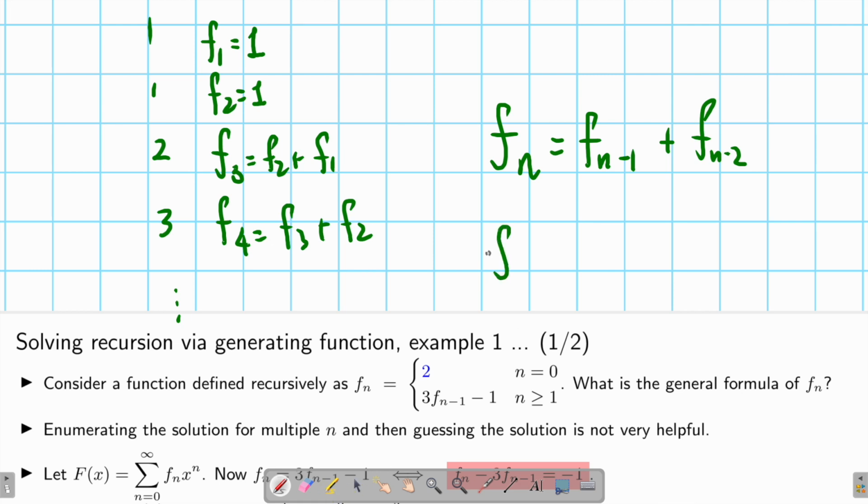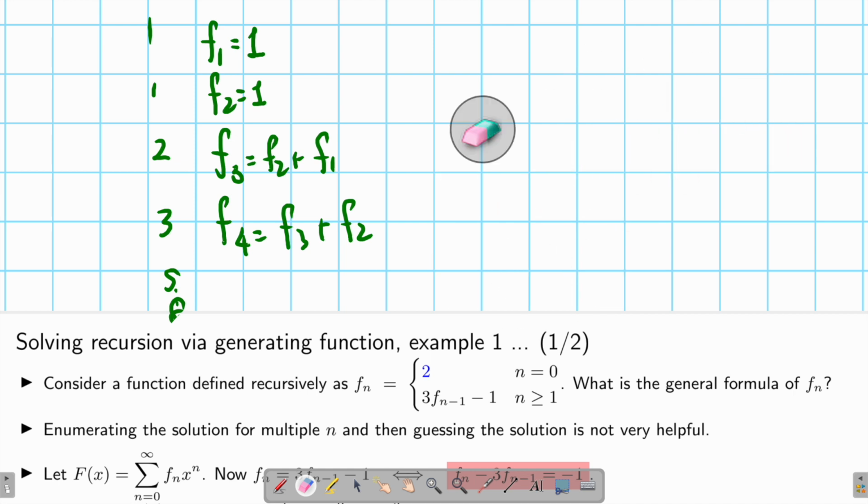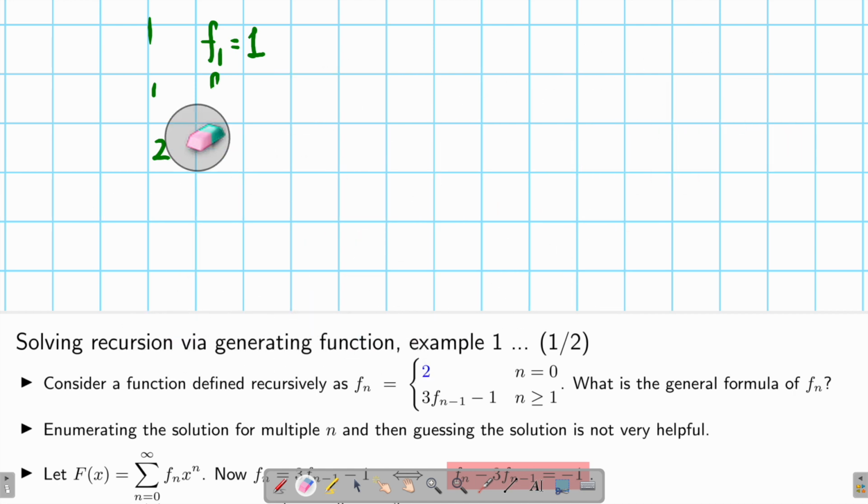But what if I'm asking you what's the 77th Fibonacci number? How are you going to find that out? You need a closed form expression. You're not going to write this down until the 77th position, right? That takes time. So that means you are going to find a closed form expression for that. How are you going to approach that? Generating function and also partial fraction.